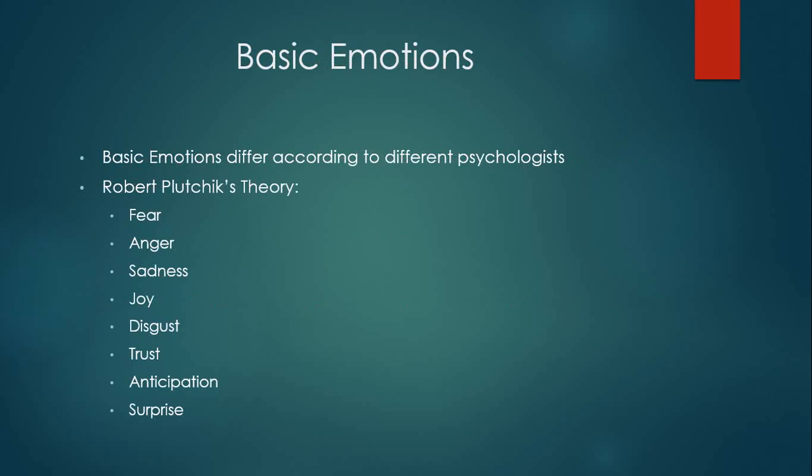The basic emotions vary according to different psychologists, but as emotions are universal, most of them are common. According to Robert Plutchik, there are 8 basic emotions: fear, anger, sadness, joy, disgust, trust, anticipation, and surprise.